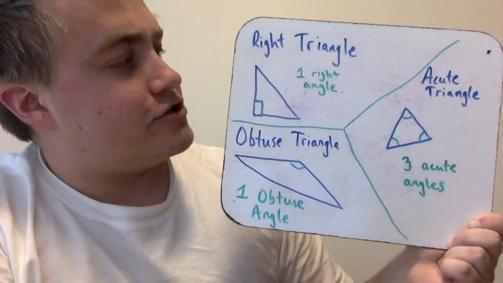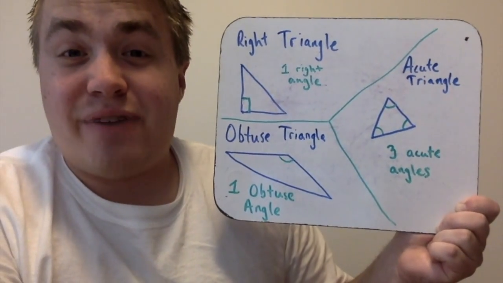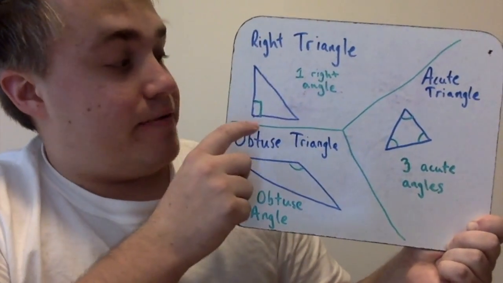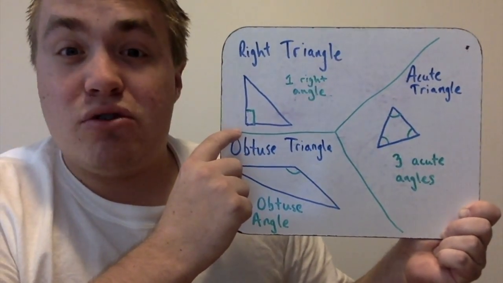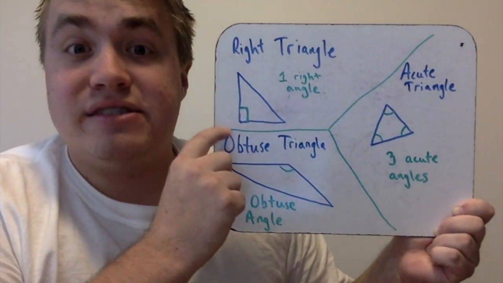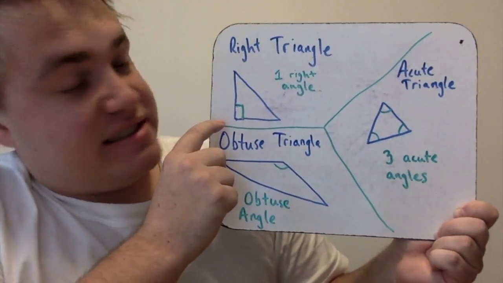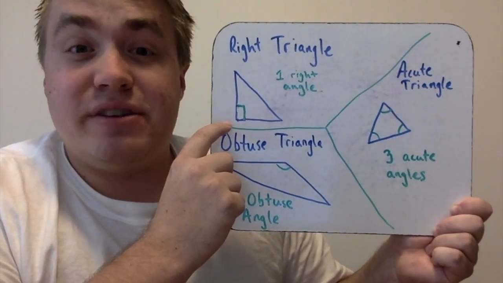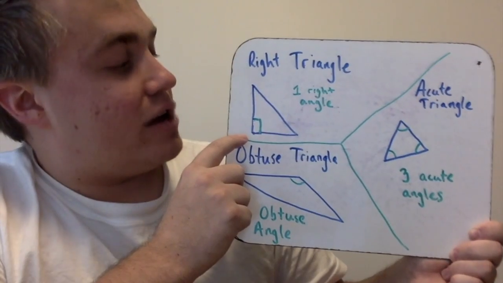Let's start over here with the right triangle. The way to identify a triangle as a right triangle is pretty easy, because if any triangle has a right angle in it, then we call it a right triangle. If you're able to fit a sticky note inside of one of the corners, then it has a right angle of 90 degrees, and it is a right triangle.